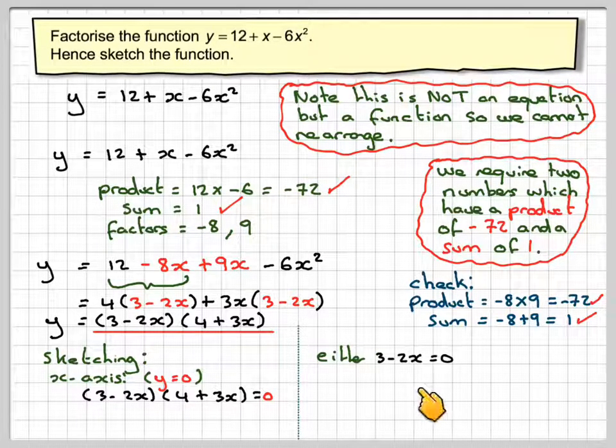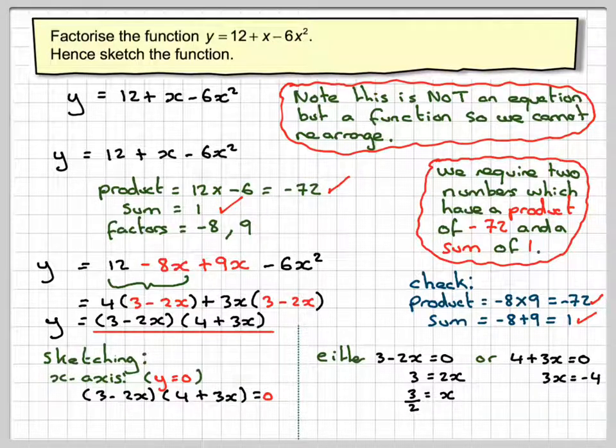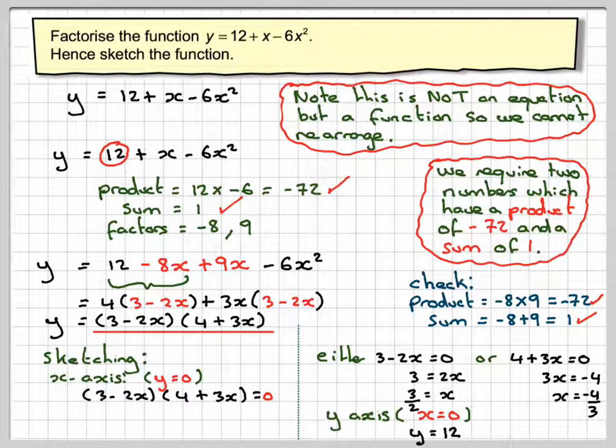So either 3 minus 2x is equal to 0, 3 is equal to 2x, divide by 2, we're going to get x is 3 over 2, or 4 plus 3x is equal to 0, 3x is equal to minus 4. And we now divide by 3, so we get x is minus 4 over 3. Now, for the y-axis, x is equal to 0. So if I put x is equal to 0 in this, I'm just going to be left with 12. So y will be equal to 12. It's quite obvious, 12 plus 0 minus 6 times 0 squared will give me 12.